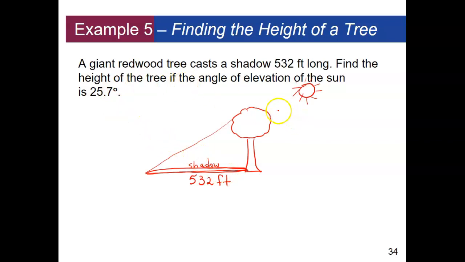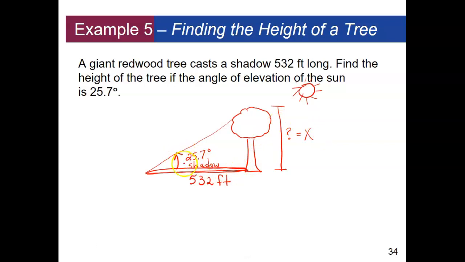Find the height of the tree. So here's our tree. That's what we're trying to find. If the angle of elevation of the sun is 25.7, so here's our horizontal. Angle of elevation tells me we're looking up. So the angle of elevation is 25.7 degrees, and I'm trying to find this side here. So that's going to be my x.